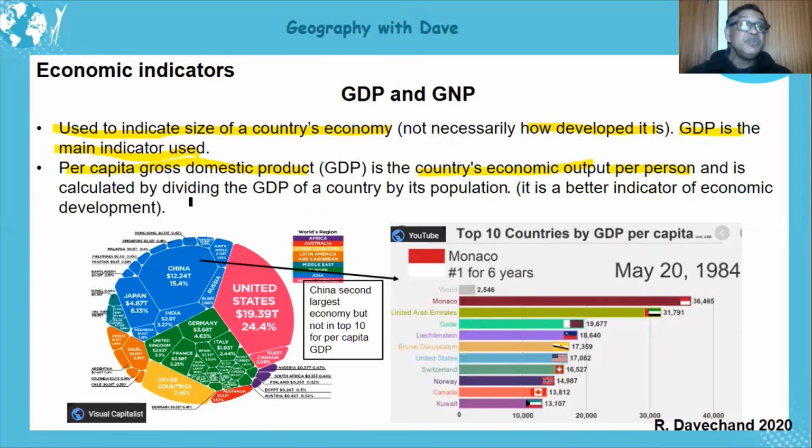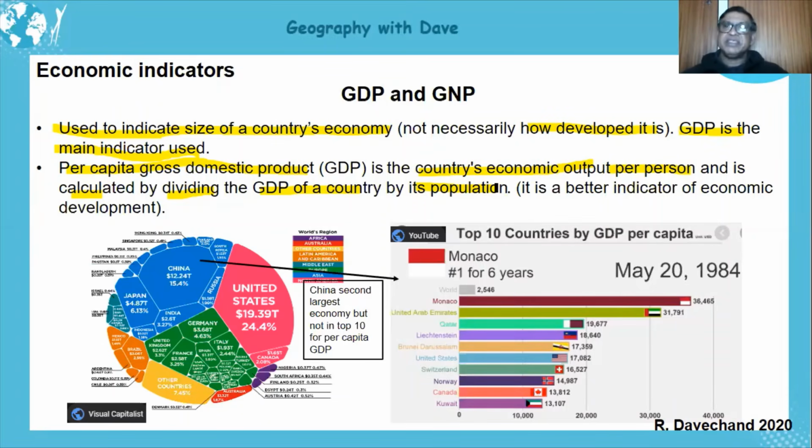And it's calculated by dividing the GDP of the country by its population. So we say this is the amount earned, so many $1 billion, maybe South Africa 500 billion. I'm just giving an example. We take the number of people in the country and divide it. Okay, and that gives you an average income.